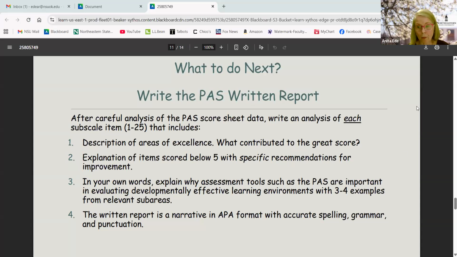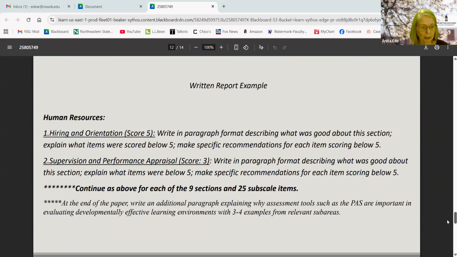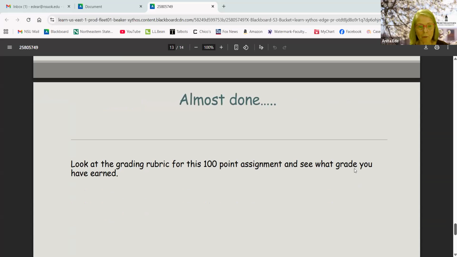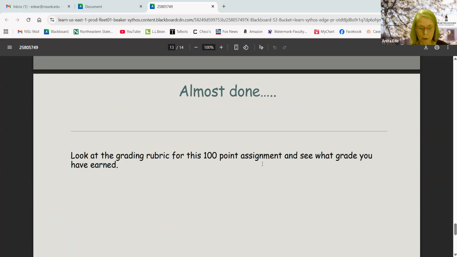And this PowerPoint is on your Blackboard site in the activities section, so you can always refer back to it. And then finally, please look at the grading rubric. This is a 100-point assignment.